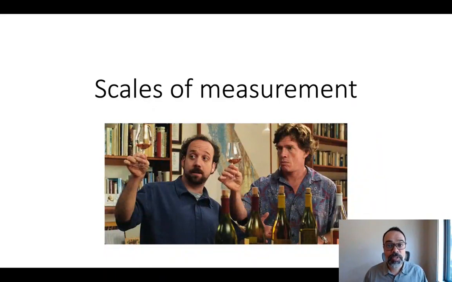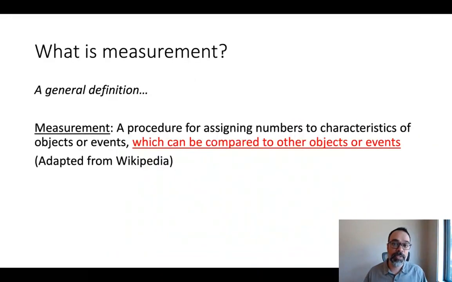In this video, I'm going to be talking about scales of measurement, which has to do with different ways of assigning numbers to characteristics of objects or events. If you remember from a previous video, when I defined what measurement is, I said one definition is that a measurement is a procedure for assigning numbers to characteristics of objects or events, which can be compared to other objects or events. So scales of measurement has to do with what kinds of comparisons are valid based on the nature of what we're measuring and the way we've assigned numbers to it.